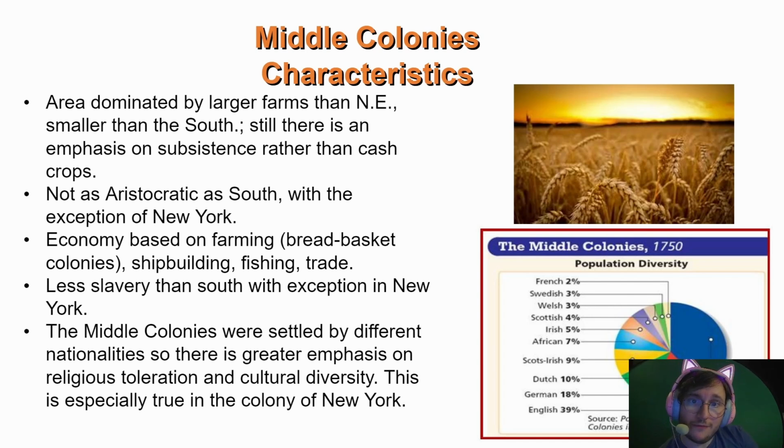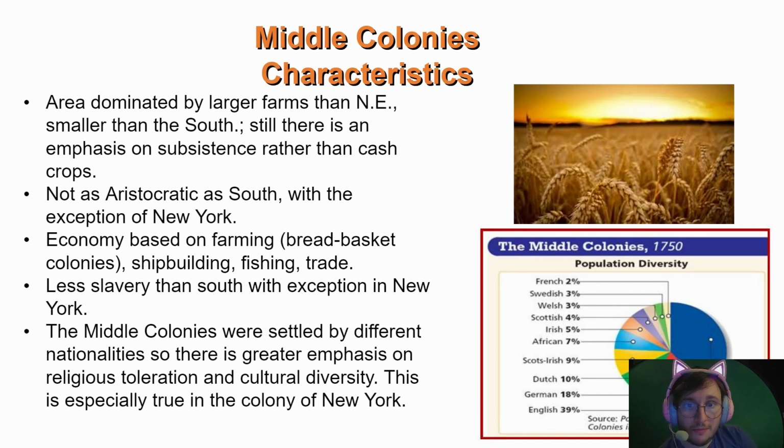The economy was diverse, encompassing farming, shipbuilding, fishing, and trade. This diversity helped the middle colonies become known as the breadbasket of the colonies, supplying food to other parts of North America and beyond. While there was less slavery than in the South, New York stood out as a major exception with a significant enslaved population.